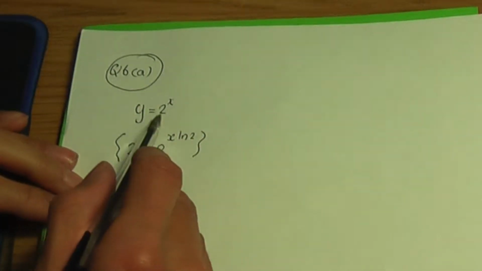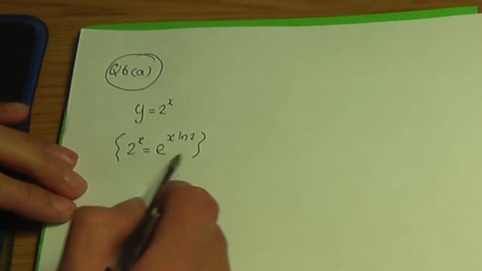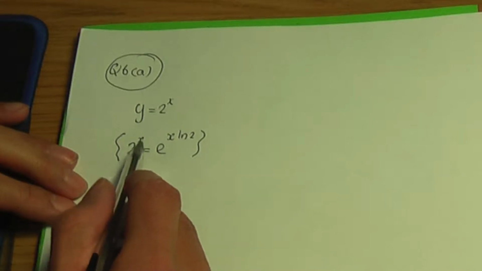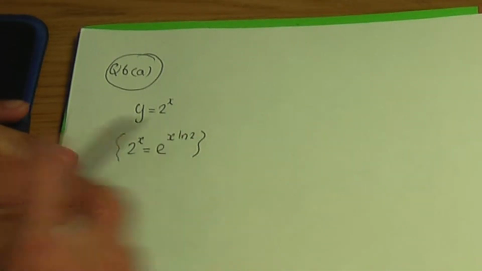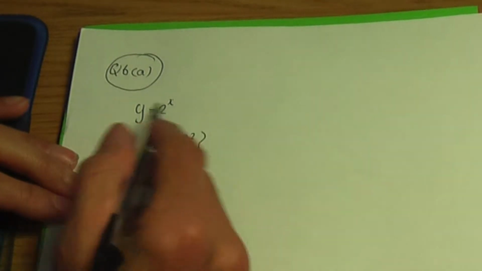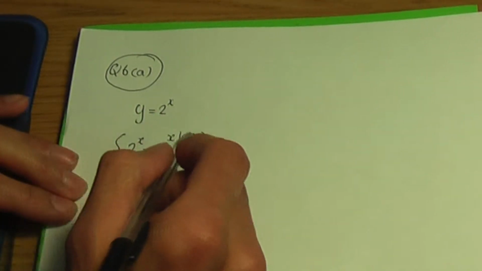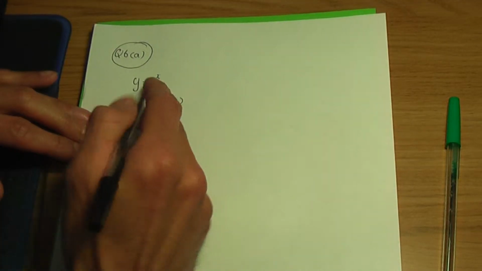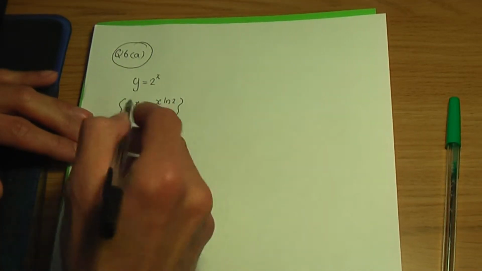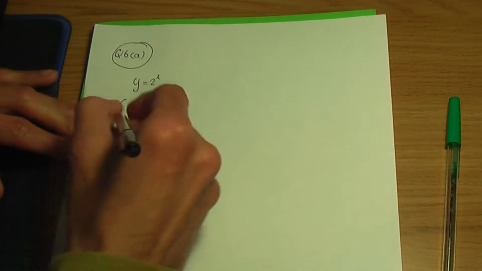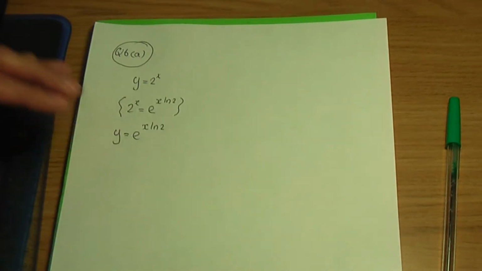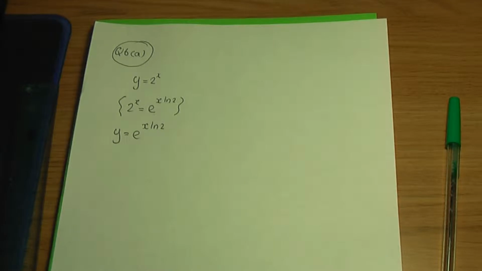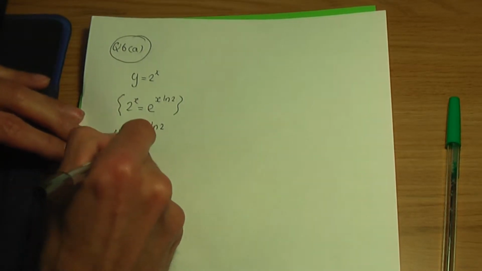So we have y equals 2 to the power of x, and we have this result that 2 to the power of x is equal to e to the power of x ln 2. Now, let's use this result. So I can rewrite this as y is equal to e to the power x ln 2. And let's work out dy over dx.